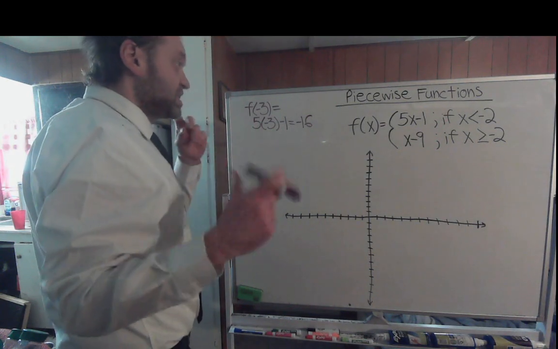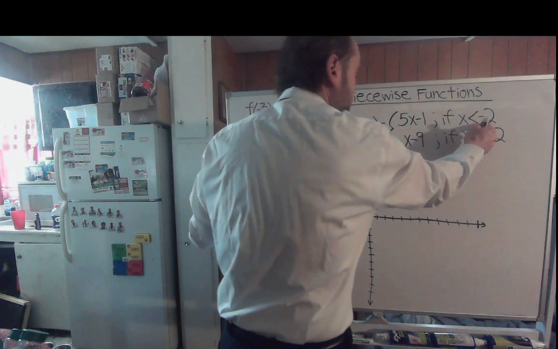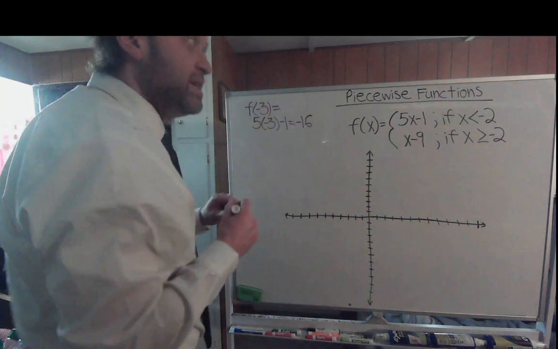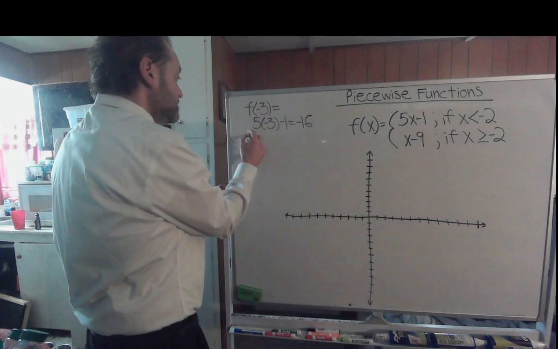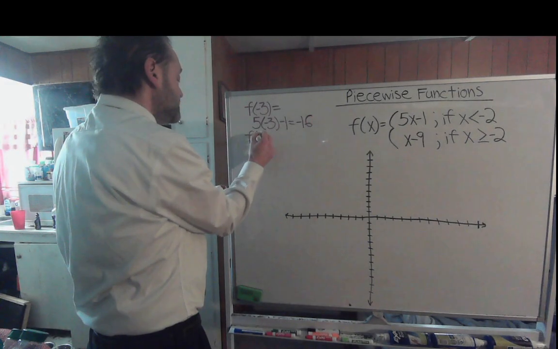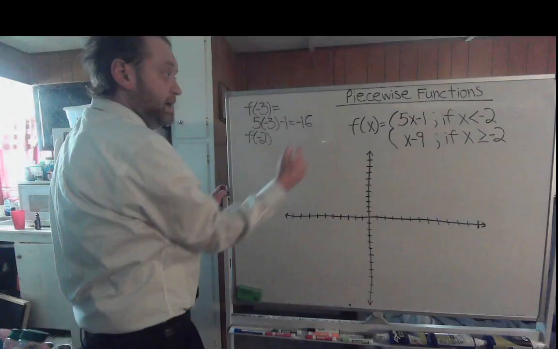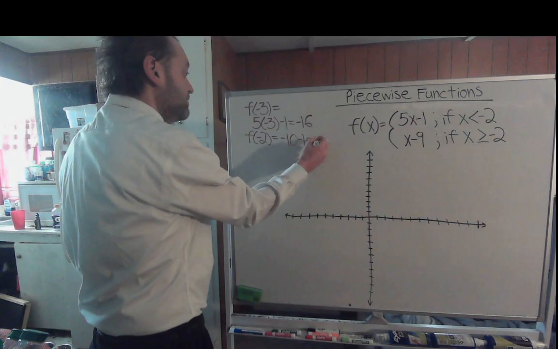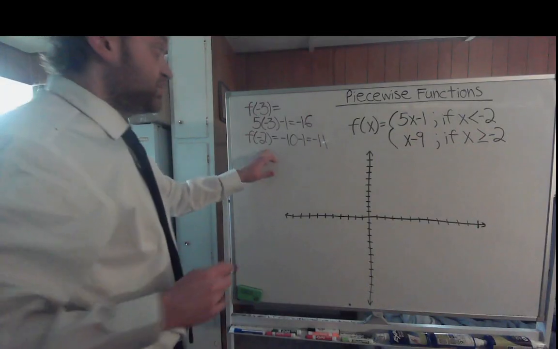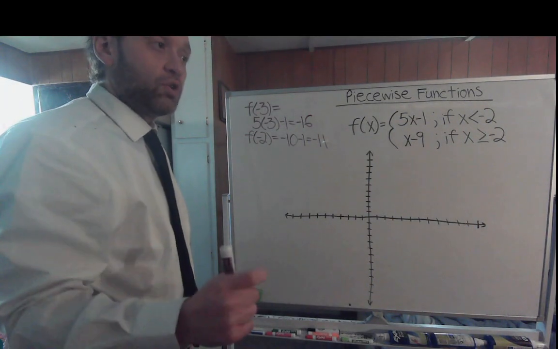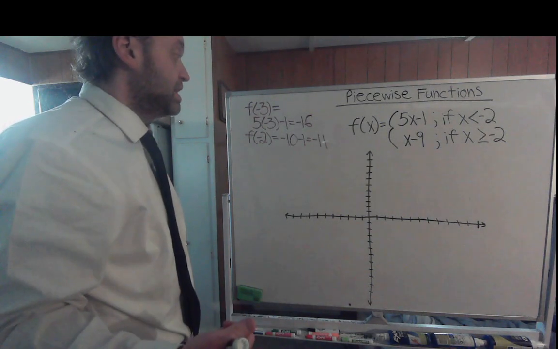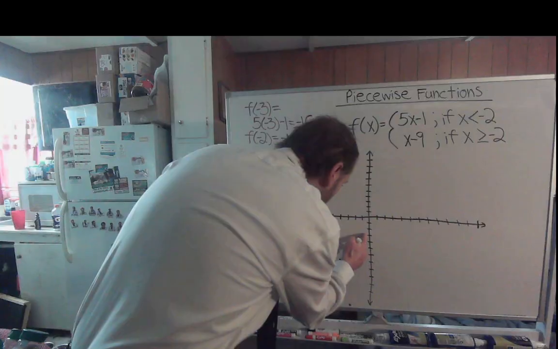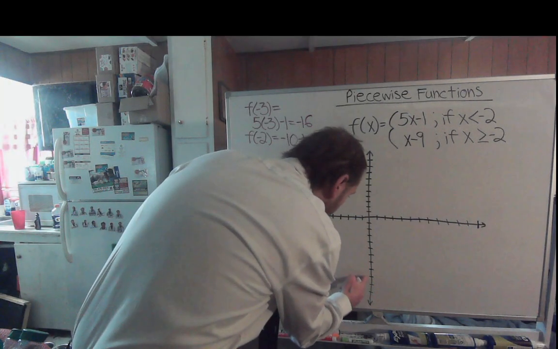Now, disclaimer, we're still going to put in negative 2 into the 5x minus 1, but it's not going to be defined there. So if I put in f of negative 2 at 5x minus 1, I would end up getting negative 10 minus 1, which would give me negative 11. But when I get to negative 2, negative 11, I'm going to draw a circle instead of a fully closed dot, because the value is not defined there. So 4, 5, 6, 7, 8, 9, 10, 11.